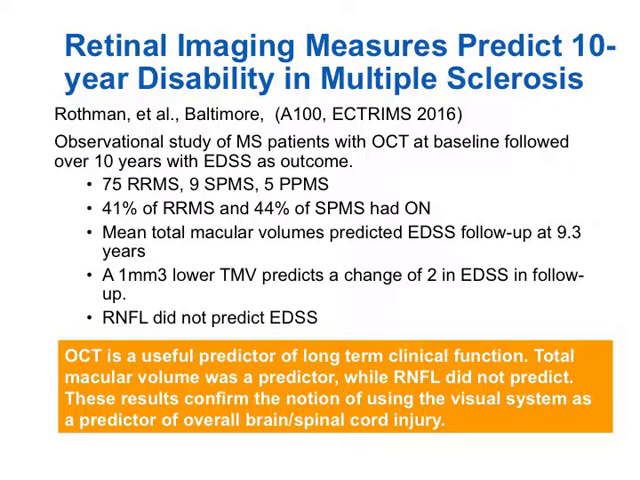These results confirm the notion that we can use the visual system as a predictor of overall brain and spinal cord injury. And it should be noted that the technology of OCT that we used in this study was an older technology because it is a 10-year follow-up study. So we might find new results as we have 10-year follow-up on the second-generation OCT machines.